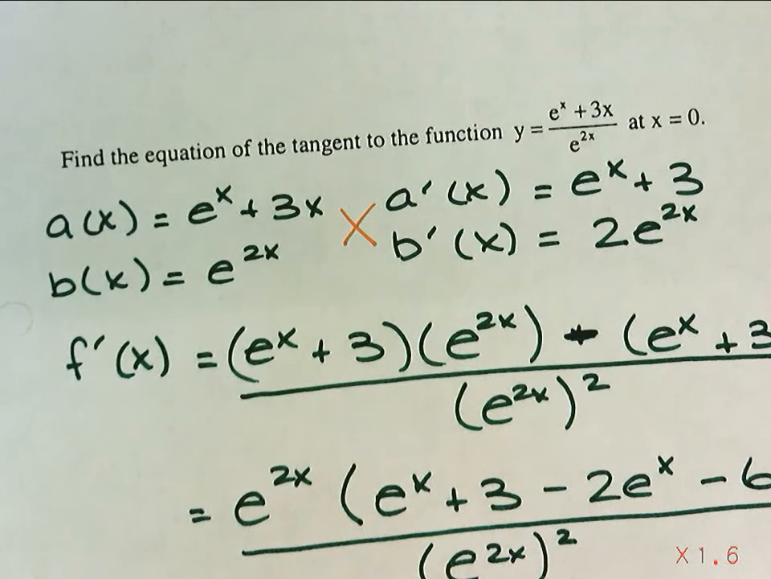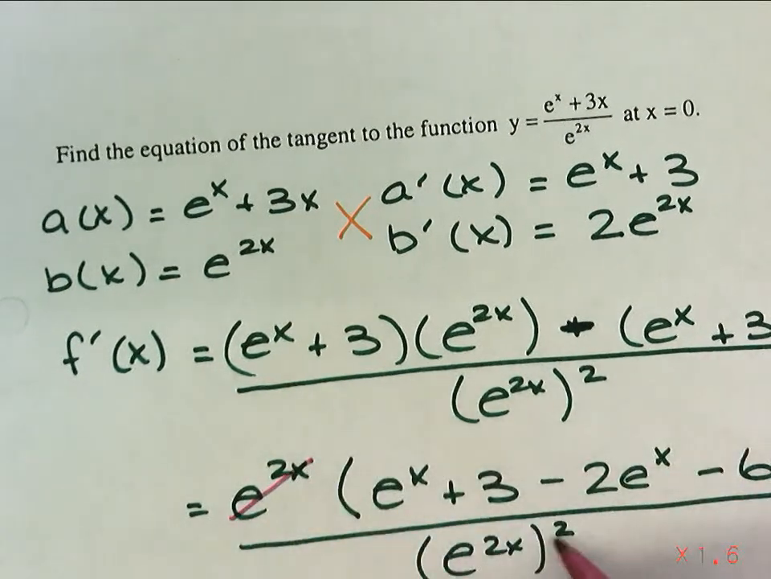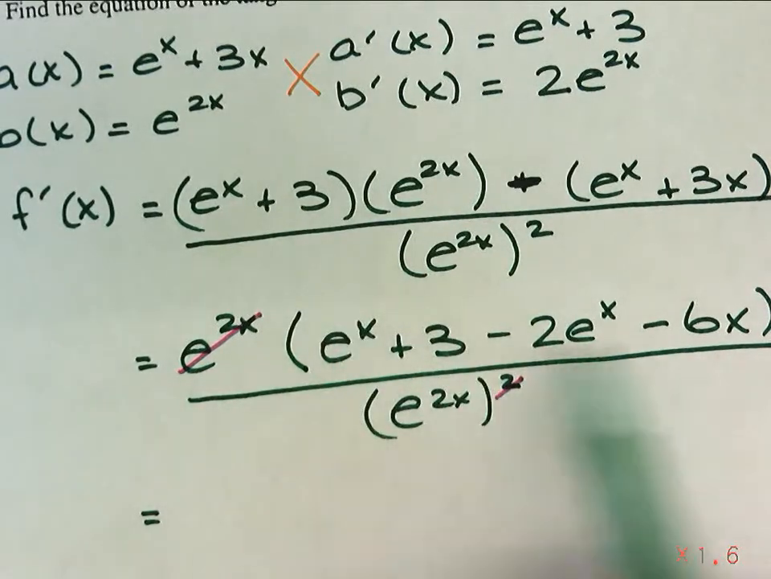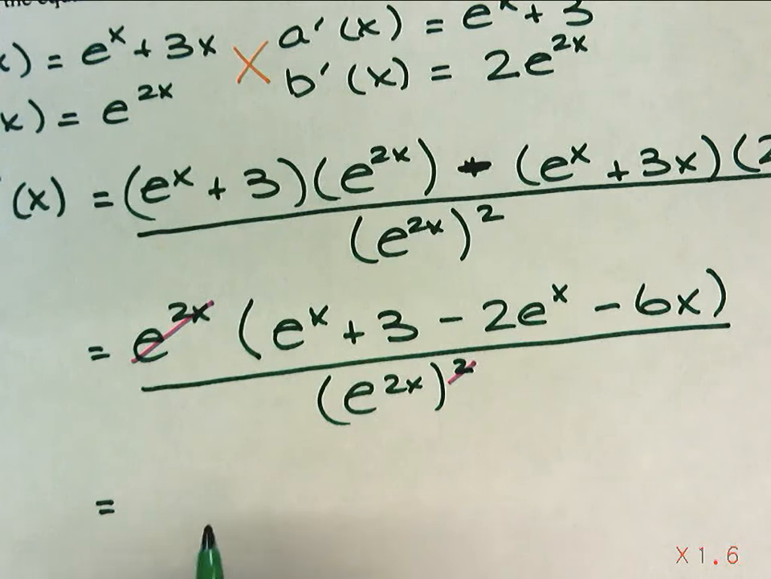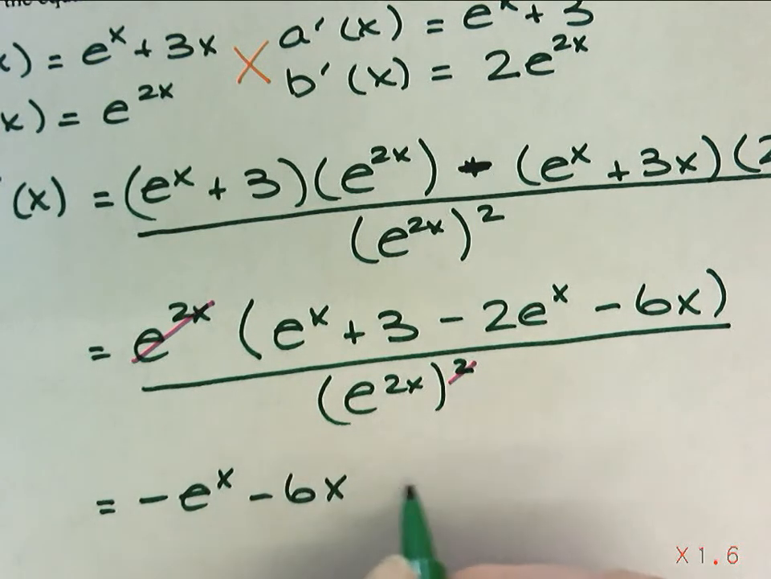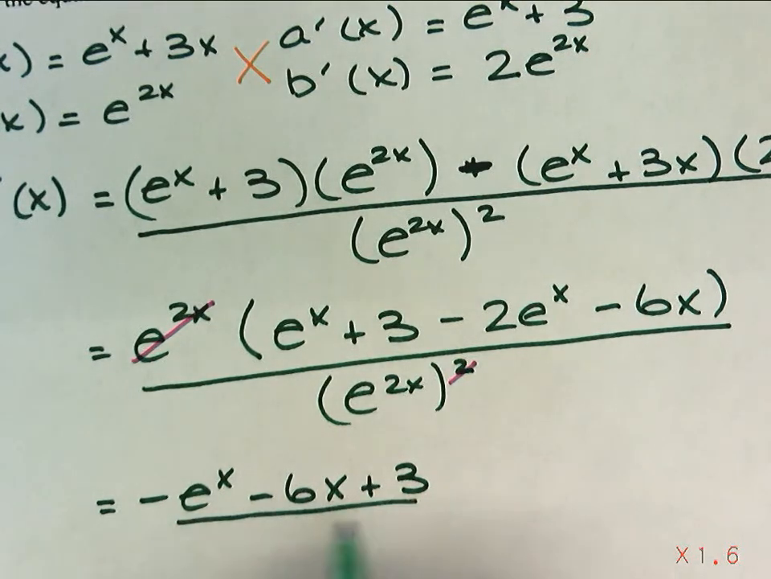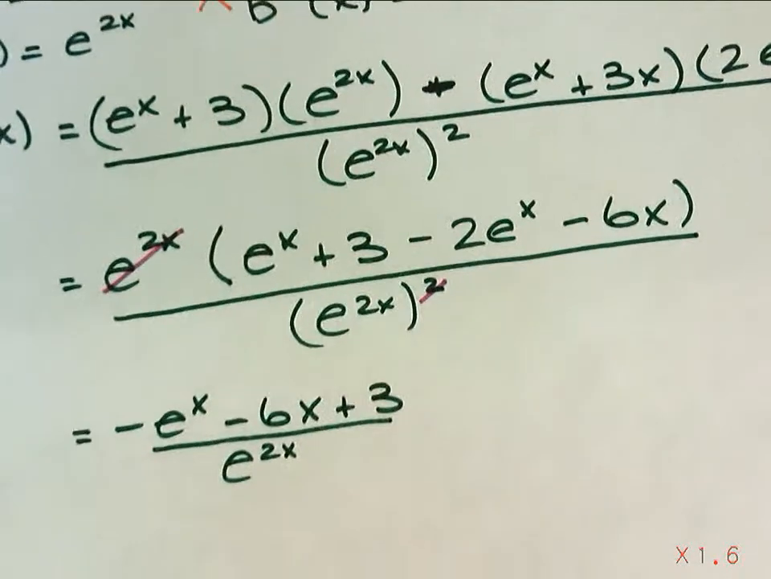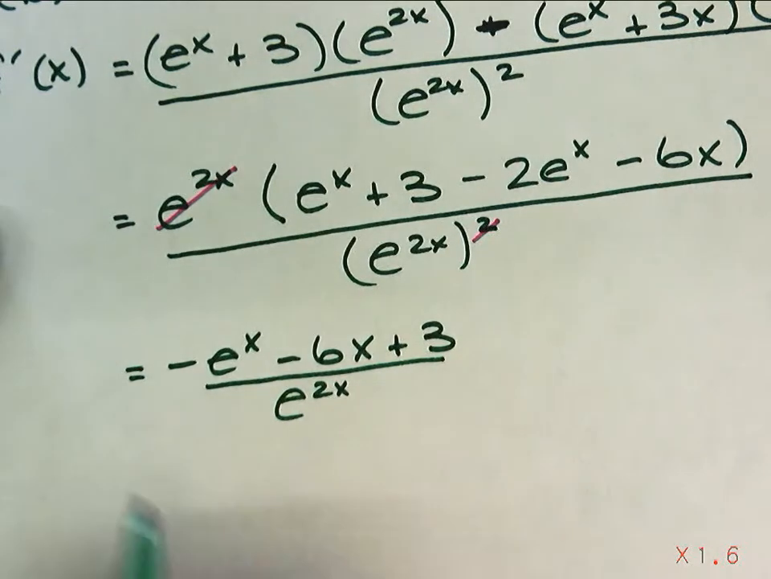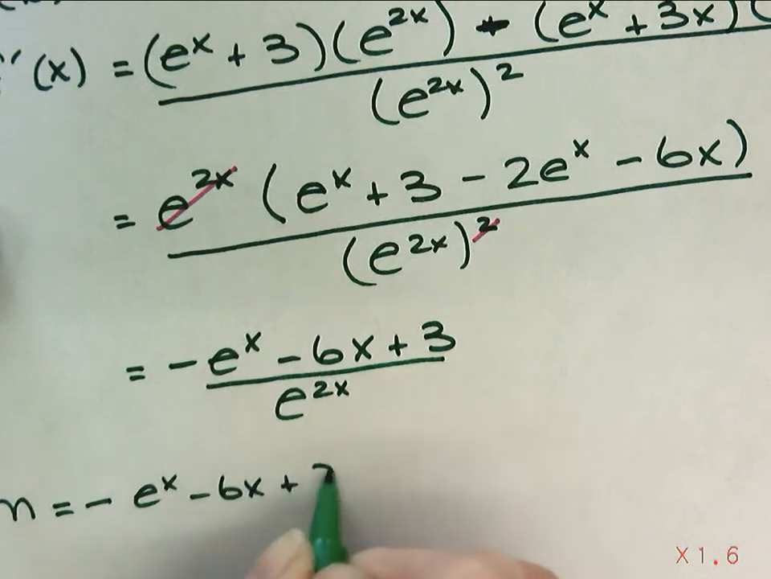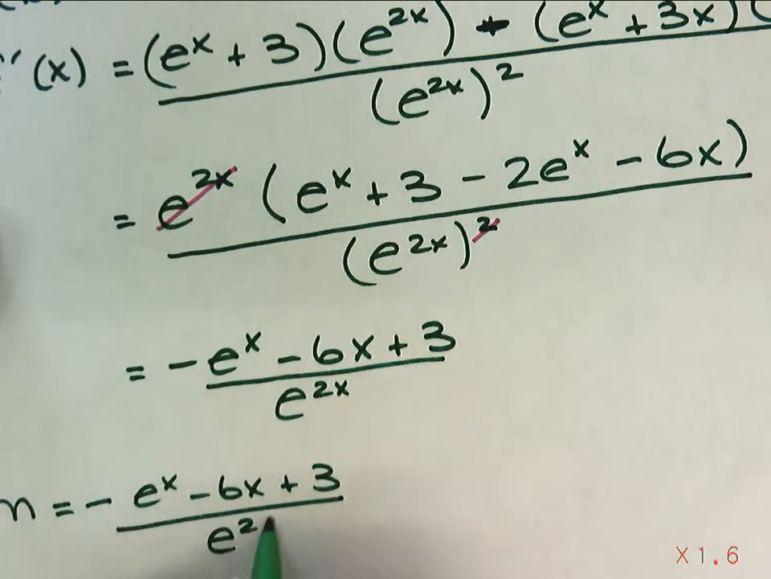I can cross out an e to the 2x on top and an e to the 2x on the bottom. And then I'm going to simplify the top. On top, I'm left with minus e to the x minus 6x plus 3. And this is all over e to the 2x. Well, if we recall, the derivative gives us the slope. So m is equal to negative e to the x minus 6x plus 3, all over e to the 2x.